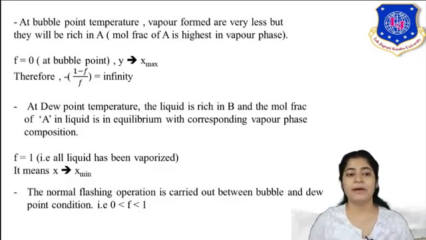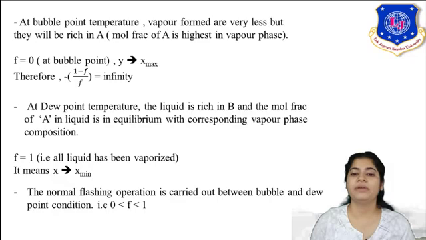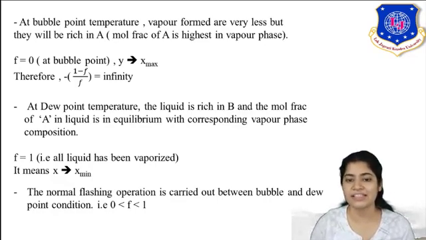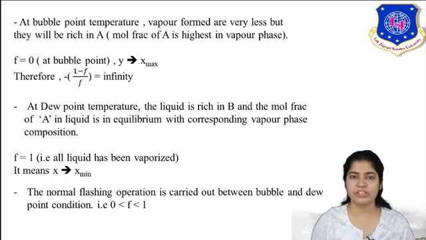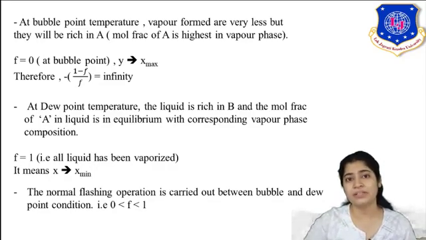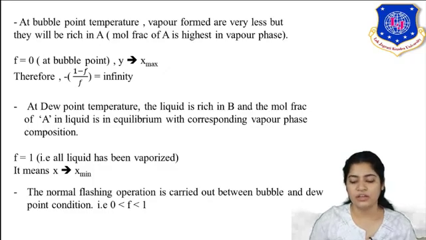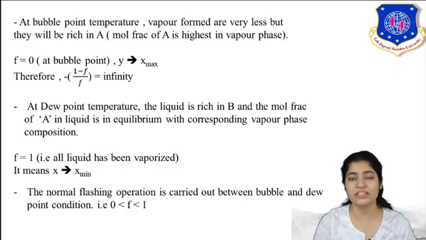Now at bubble point temperature, vapor formed is very little, but it will be rich in A. It means your mole fraction of A is highest in the vapor phase. Now, if I am heating my mixture at bubble point temperature, what is bubble point temperature? The temperature at which bubbles start to form. It means your vapors are starting to form, but first what will come out? Of course, the more volatile component will come out. Here the amount of vapors would be very little, since it is just starting to vaporize, but it would be rich. It will be highly rich in what?